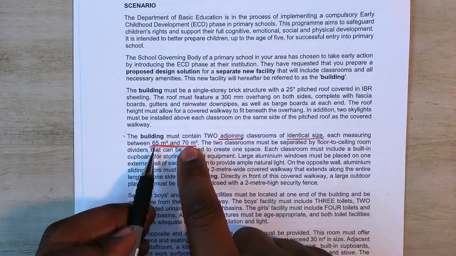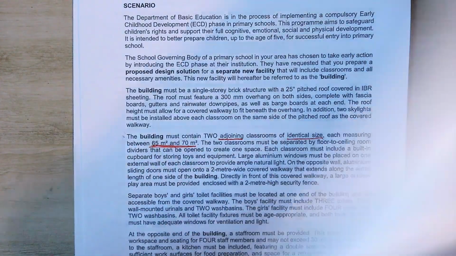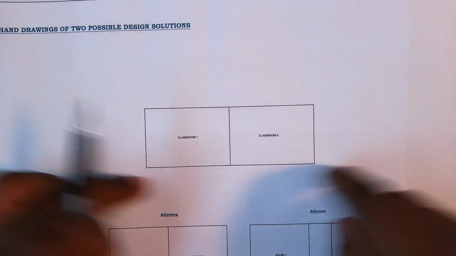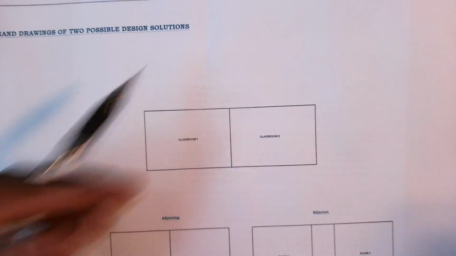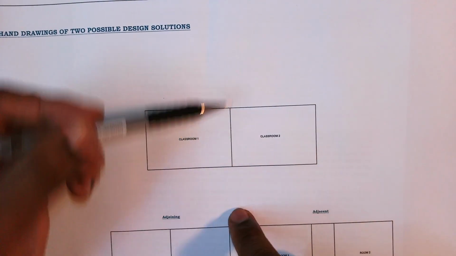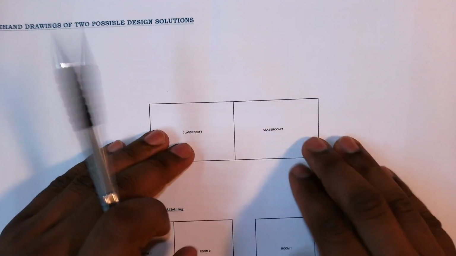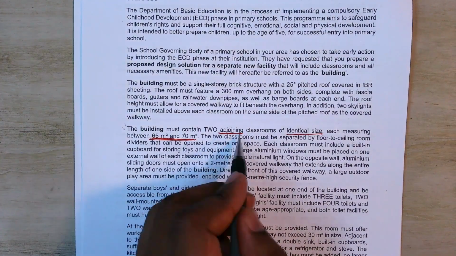I have a schematic diagram here. Let's say these are the 2 classrooms. As you can see, they are placed next to each other, and they share a wall there. So those 2 classrooms are adjoining. It means I met that requirement so far.